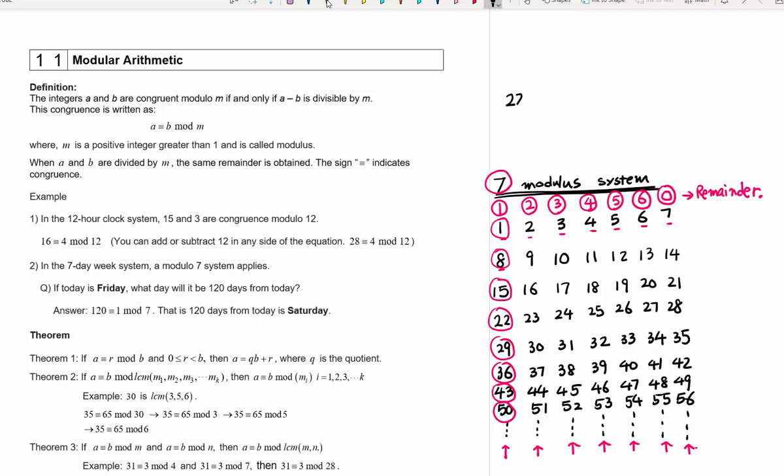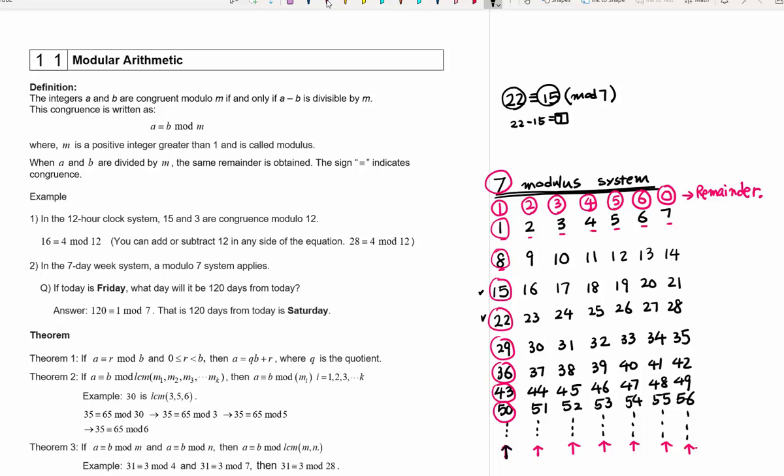Number 22 is congruent to number 15. I chose number 15 and 22 in mod 7. How can you check this? You can try 22 minus 15, that is 7. That is a multiple of 7, right? That means number 22 and 15 belong to the same column.